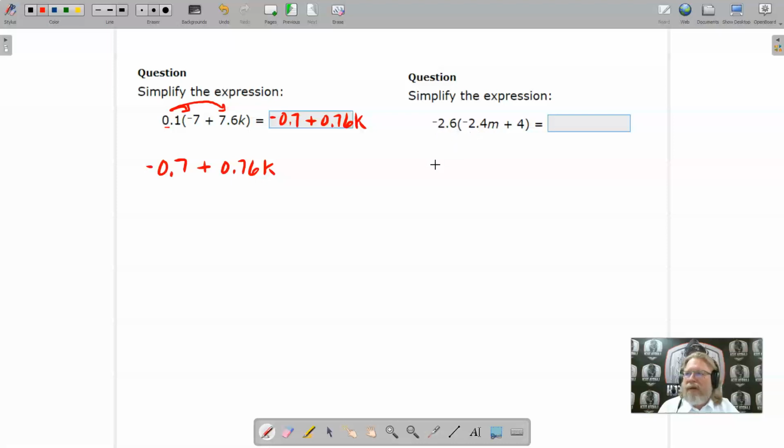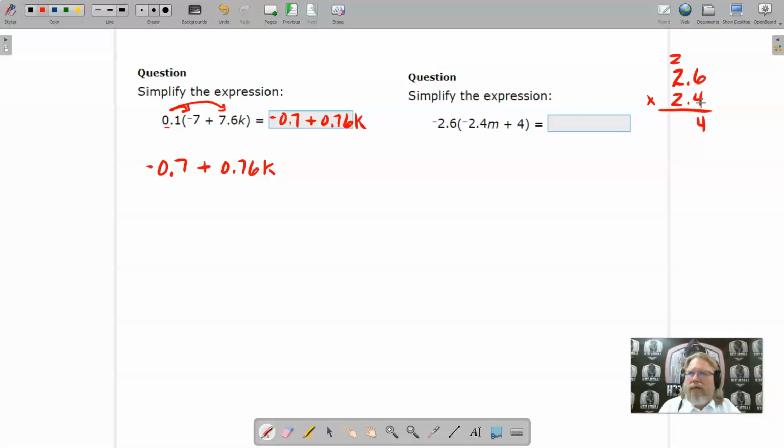Negative times negative is going to be positive. 2.6 times 2.4. I could use a calculator, but I won't. 2.6 times 2.4. And we don't have to line the decimals up. It just so happens to be that there's only one decimal place behind it. So we want to multiply this. So 4 times 6 is 24. Right? Not 28, but 24.